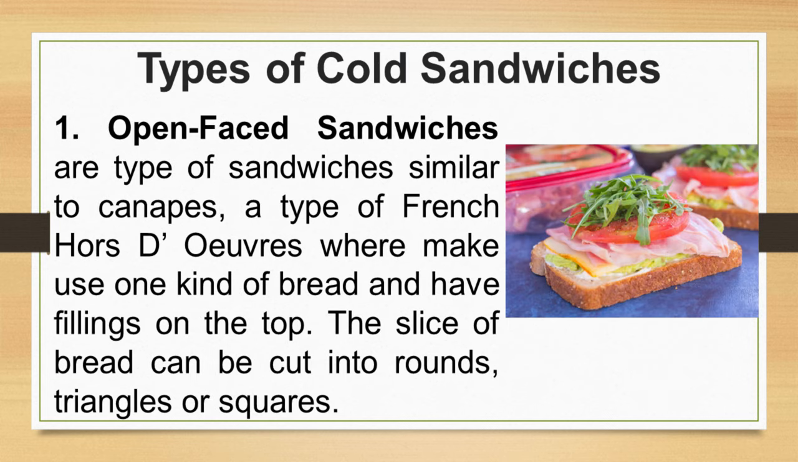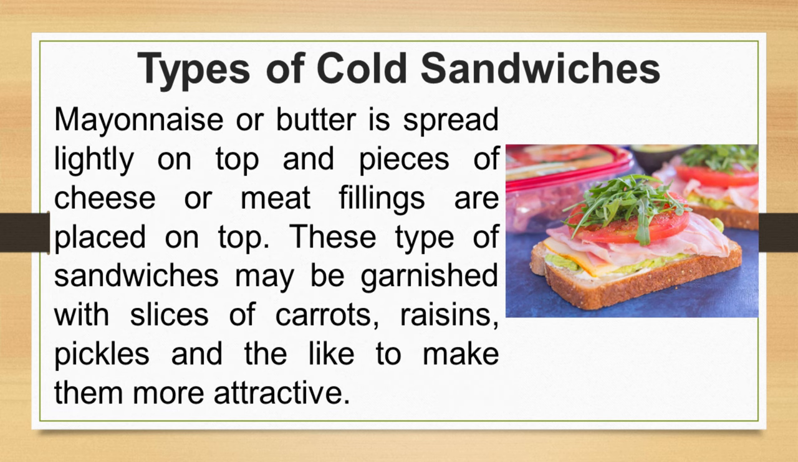Types of cold sandwiches. Number 1, open-faced sandwiches are a type of sandwich similar to canapés, a type of French hors d'oeuvre, where you make use of one kind of bread and have fillings on the top. The slice of bread can be cut into rounds, triangles, or squares. Mayonnaise or butter is spread lightly on top and pieces of cheese or meat fillings are placed on top. This type of sandwich may be garnished with slices of carrots, raisins, pickles and the like to make them more attractive.